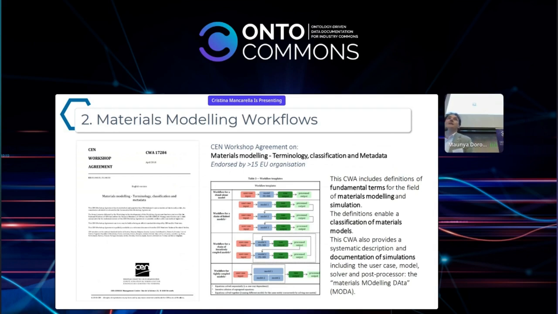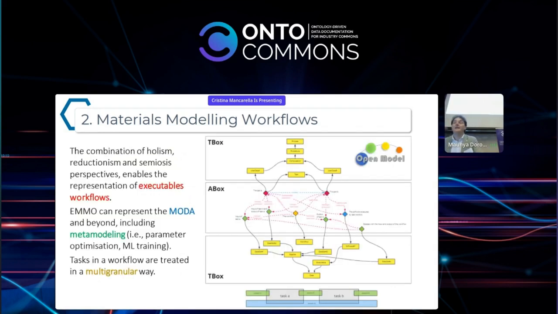This workshop agreement was about the definition of terminology and templates in order to document the modeling. So it was not about defining what modeling of material is. It was about defining how to describe your modeling applied to materials. And this also led us, in the EMMO, to the creation of the representation of workflow that can now also be executed thanks to the work that we are doing in the OpenModel project.